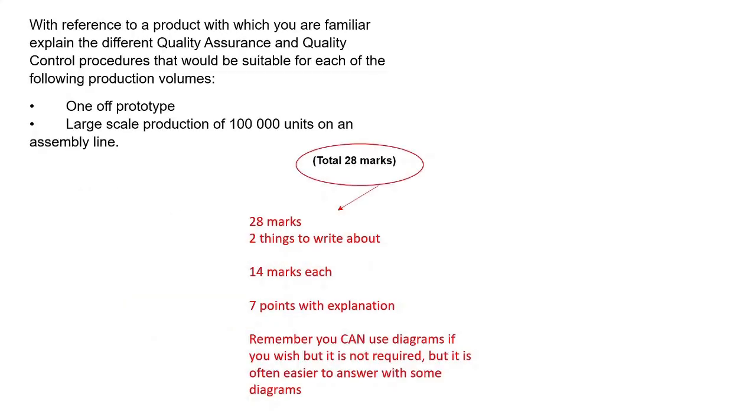And then last question, with reference to a product which we are familiar with, explain the different quality assurance and quality control procedures that would be suitable for each of the following production volumes. So one-off production, large-scale production of 100,000 units on an assembly line. So 28 marks. So you got about 2 things. So that's 14 marks each. So really that's 7 points with an explanation. Remember, you can use diagrams if you wish, but it's not required, but it is easier to answer with some diagrams. So 28 marks, pause the video, we'll go through.